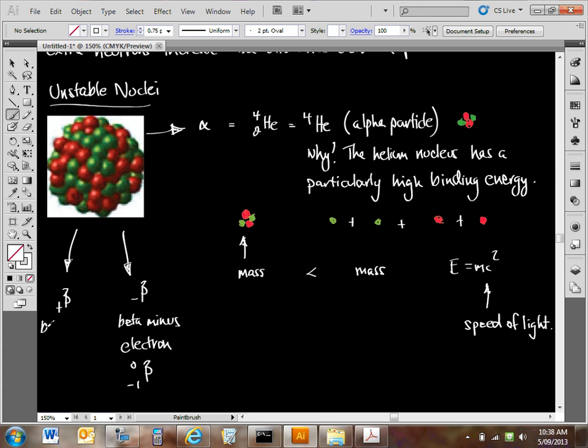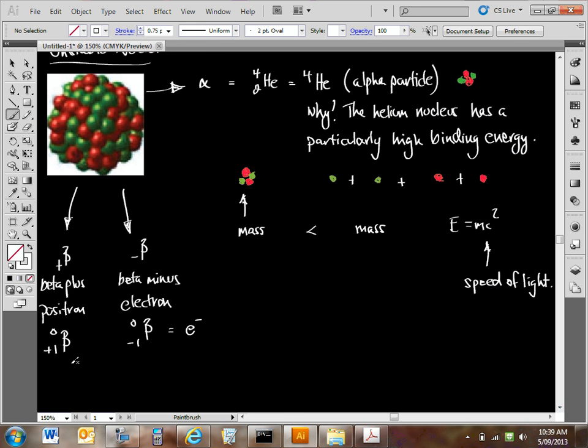This is a beta plus, of course, or a positron, or a beta plus particle. Zero mass in the equation. You can also write this as E minus, electron, and this equals positron.